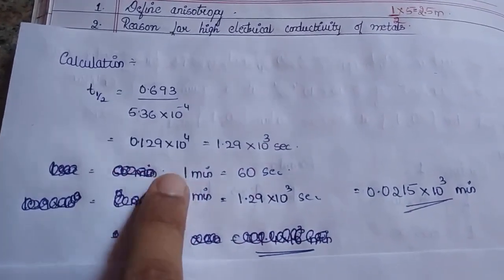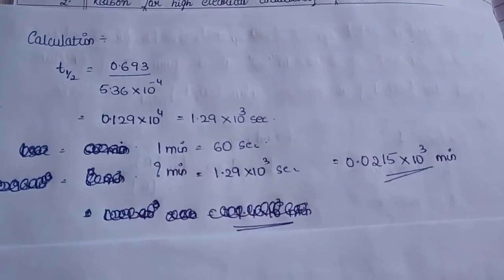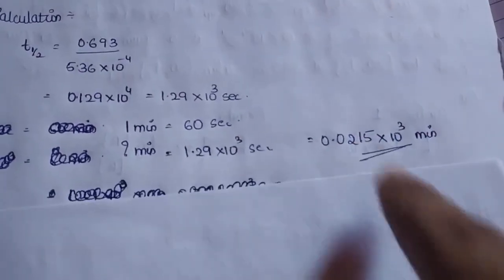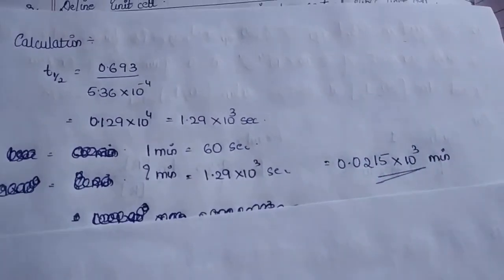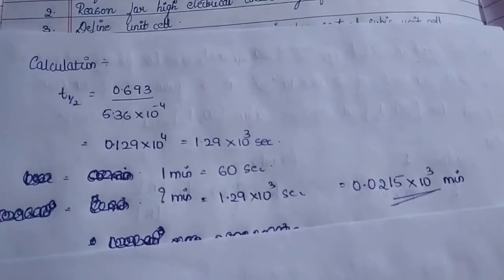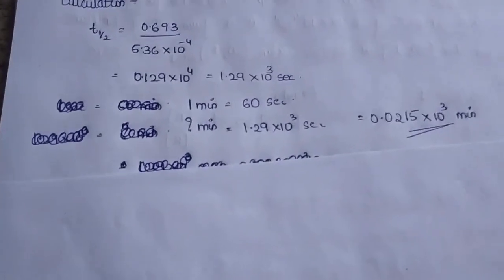Of course, we know that 1 minute is equal to 60 seconds. Then how many minutes is equal to 1.29 into 10 to the power of 3 seconds, by cross multiplication. So nearly you will get 21.5 minutes or 0.0215 into 10 to the power of 3 minutes. So it is just a direct substitution, you just have to remember the formula.